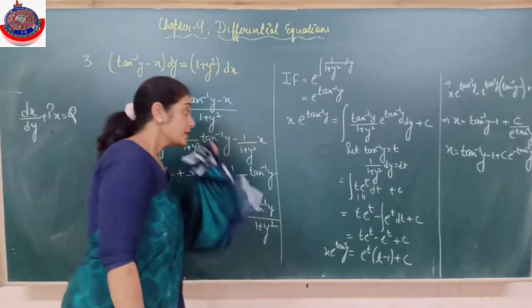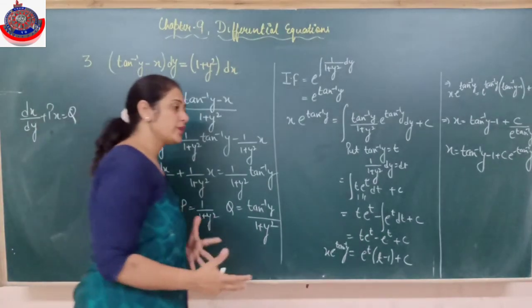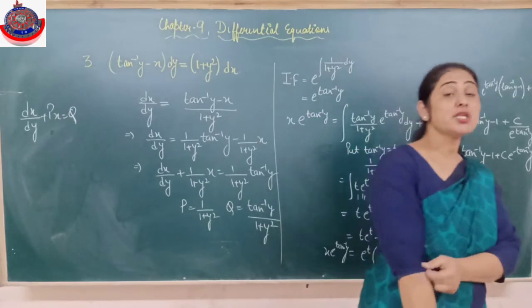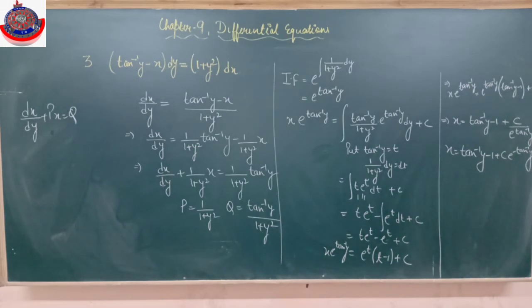Is it clear? So if you practice, then only you will be able to distinguish which is where the variable can be separated directly, which are the homogeneous equations, which are the linear equations, and then accordingly you will solve it. Is it clear? After this, I am just going to pick up the last question of this chapter.